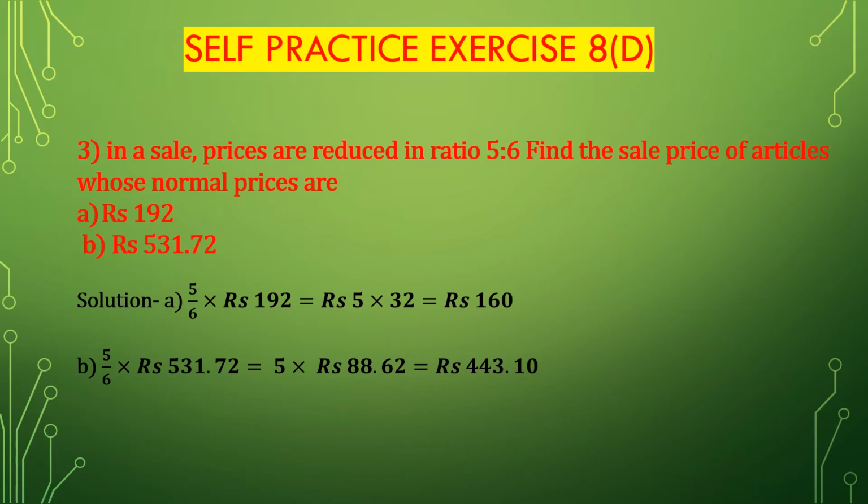Now we solve question number 3. Question number 3 is in a sale, prices are reduced in the ratio 5 is to 6. Find the sale price of articles whose normal prices are 192 rupees. Reduced in the ratio 5 is to 6, that is 5 divided by 6 multiplied with 192 rupees. Cancelling 6 with 192, that is 32. That is 5 multiplied with 32 is 160 rupees.